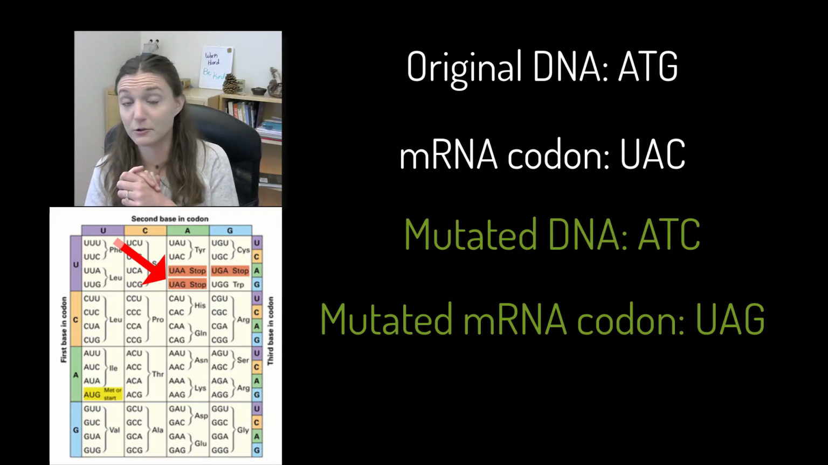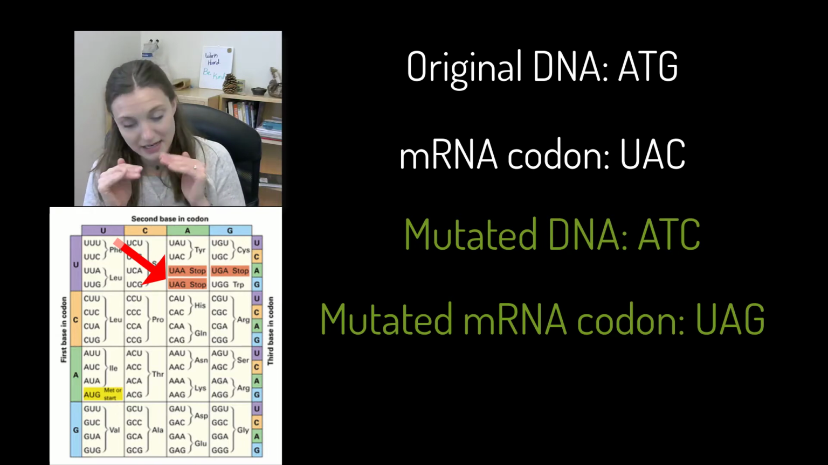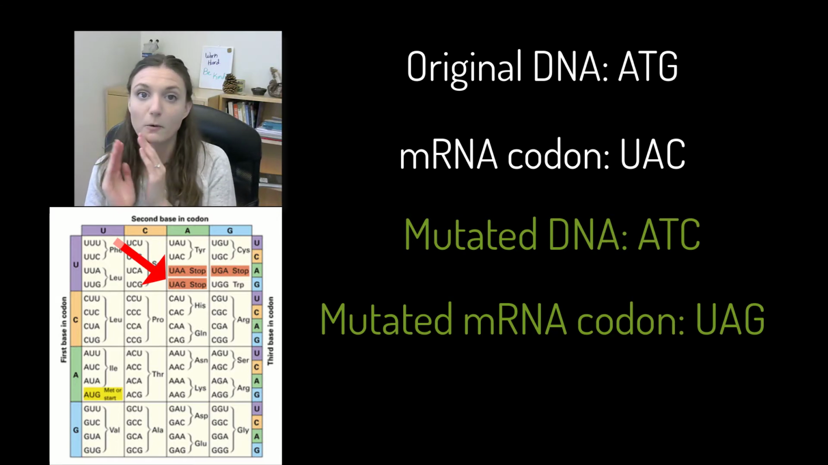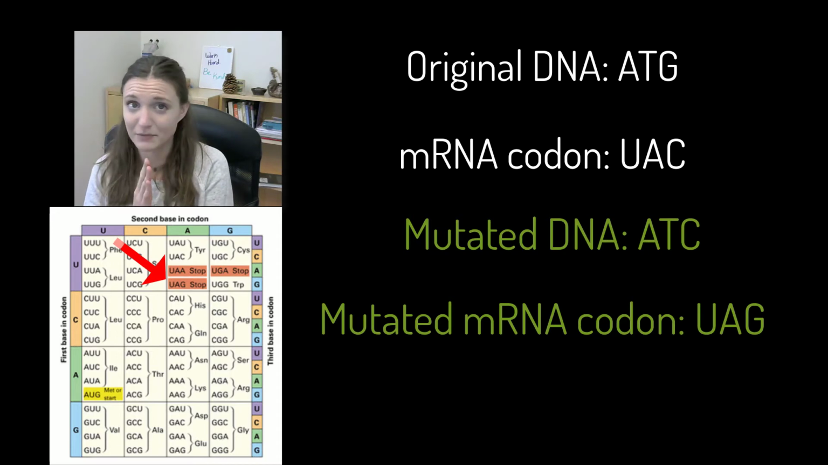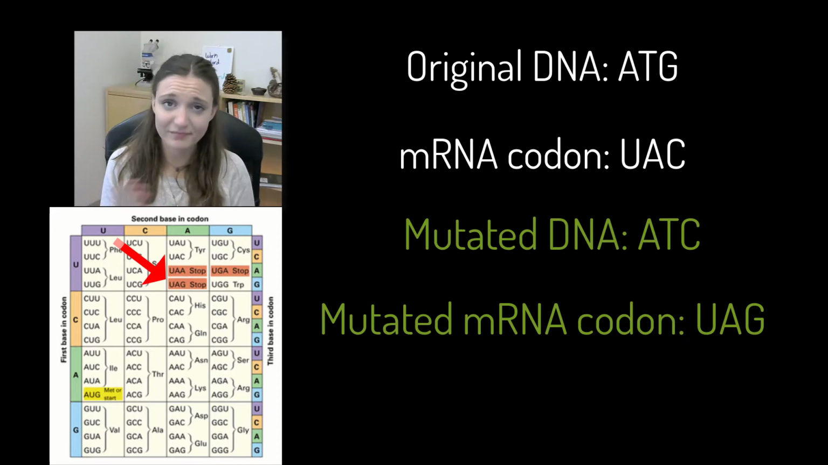That could be hugely detrimental, right? So bases can be inserted by accident, extra bases added. Bases can be accidentally removed, or we can mix up the bases. All of those are mutations that could result in a change to the final polypeptide sequence. And we call those mutations.